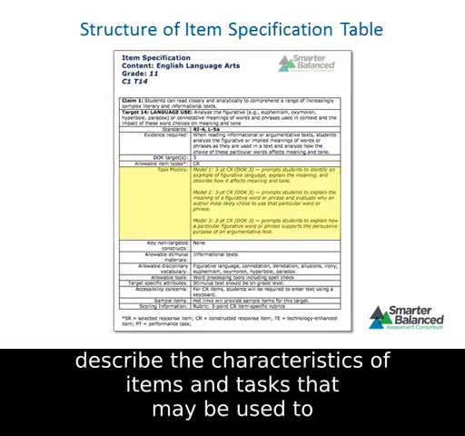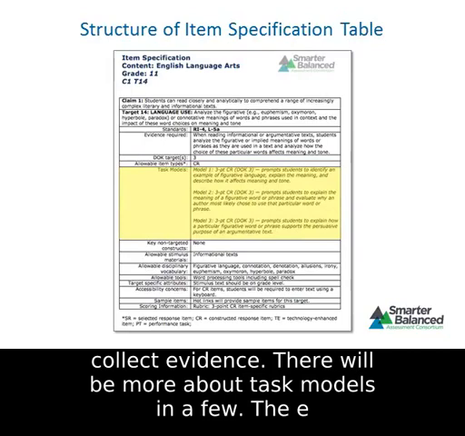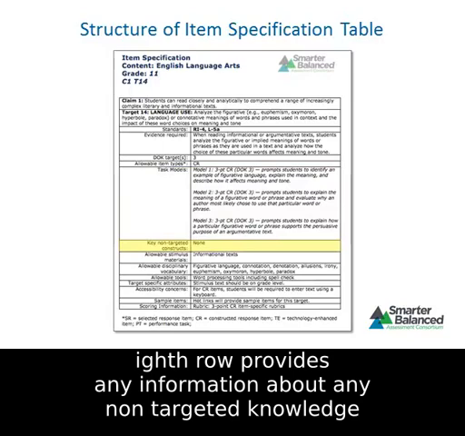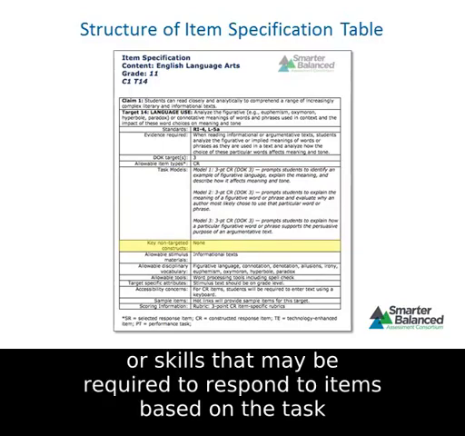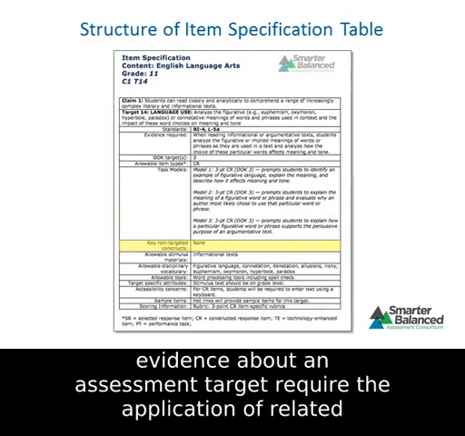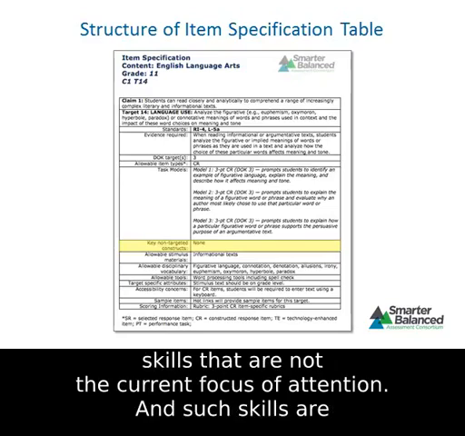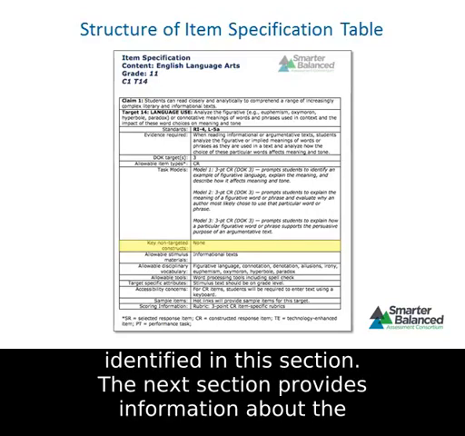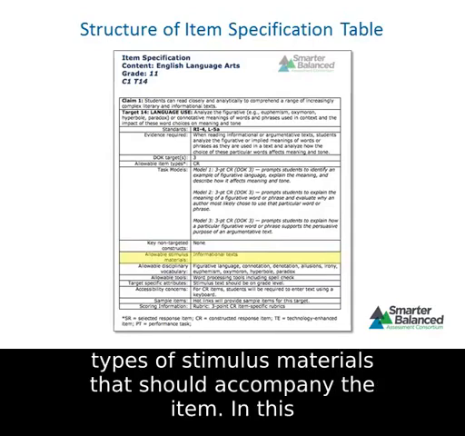Next, task models describe the characteristics of items and tasks that may be used to collect evidence. There will be more about task models in a few moments. The eighth row provides information about any non-targeted knowledge or skills that may be required to respond to items based on the task models. In some cases, the skills or knowledge required to collect evidence about an assessment target require the application of related skills that are not the current focus of attention, and such skills are identified in this section. The next section provides information about the types of stimulus materials that should accompany the item.